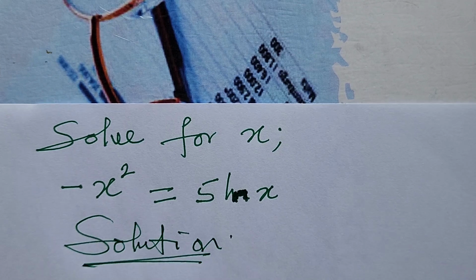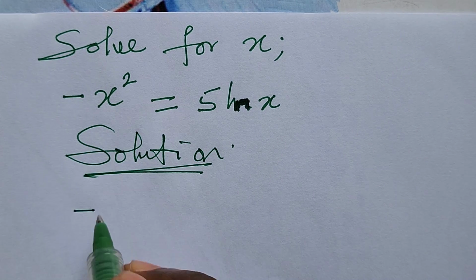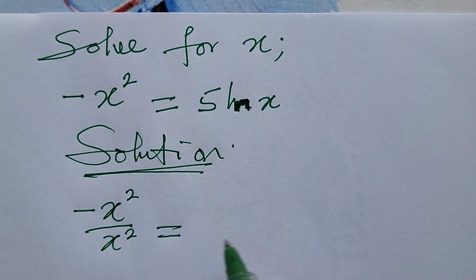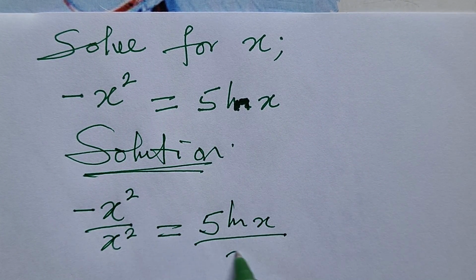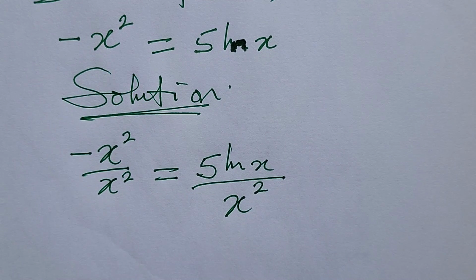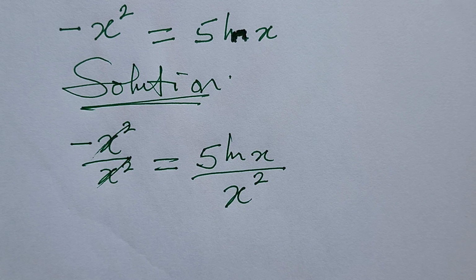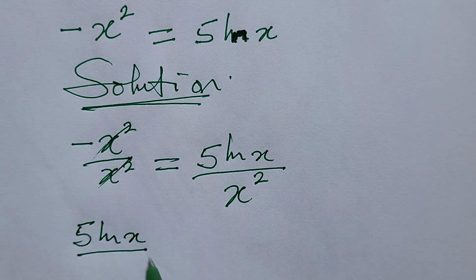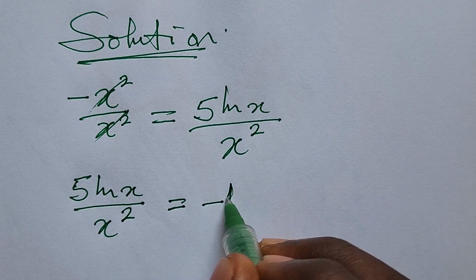So without much waste of time, let's take a solution to this challenge and see what this gives us in turn. All right, solution. The first thing we're going to do here is divide through by x to the power of 2. So we have minus x to the power of 2 all over x to the power of 2, equal to 5 ln of x all over x to the power of 2, right? This leaves us with minus 1 on this side. Let's rearrange this equation to give us 5 ln of x all over x to the power of 2 equal to minus 1.